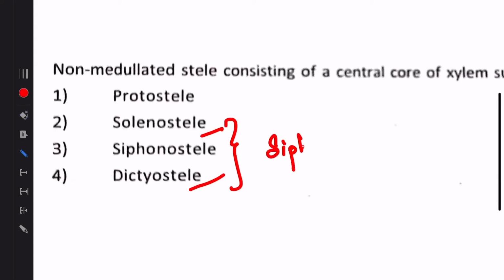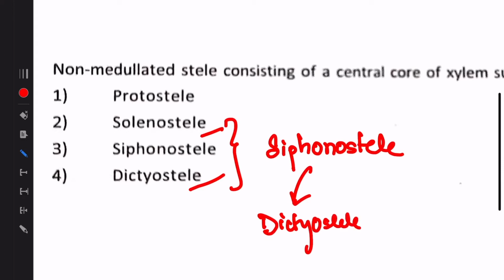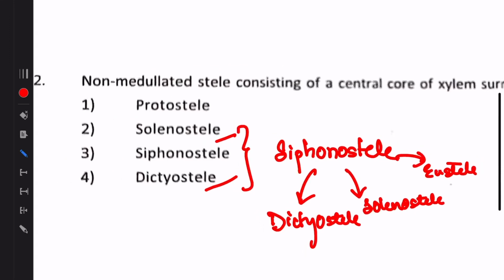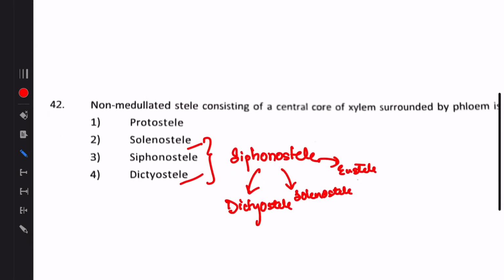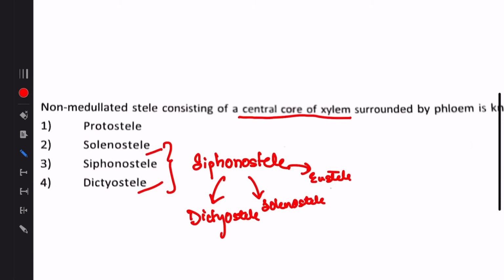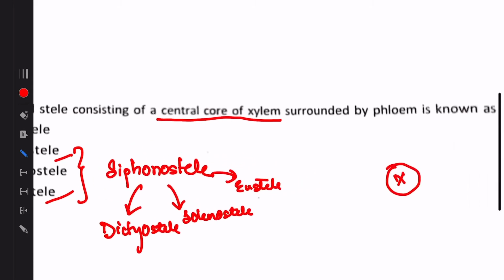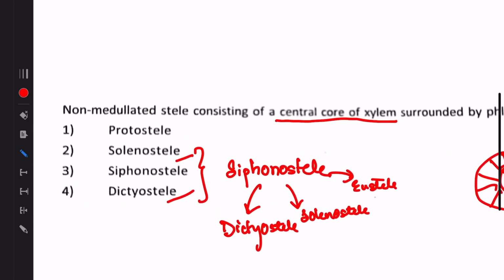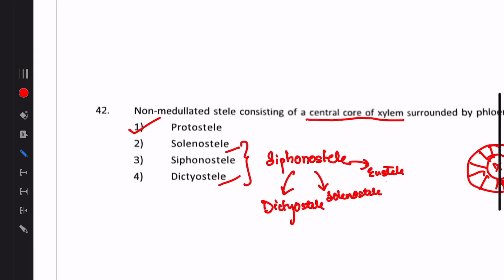Now siphonostele is actually of 3 types: dictyostele, then we have the solenostele, and eustele. So these 3 are all pointing towards siphonostele, but we know that the central core of xylem, which is completely surrounded by phloem, is the very primitive kind of stele, which is also called the protostele. So our answer is 1. Next question.